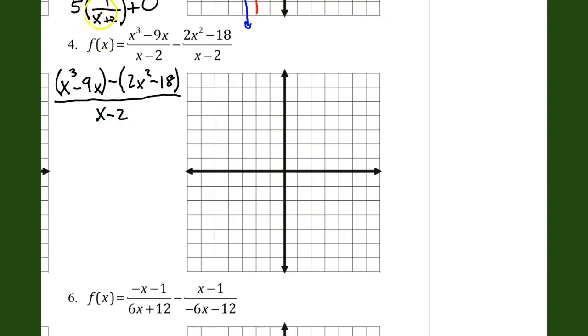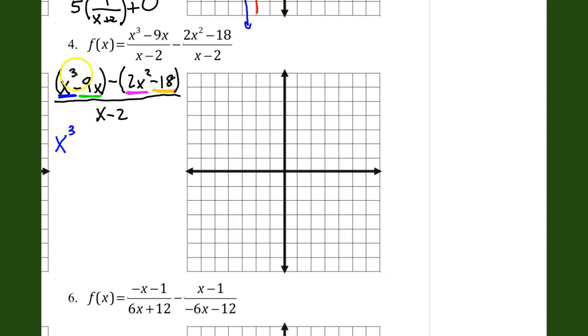Now, you'll see that we have an x to the third, we have a 9x, we have an x squared, right? And then we also have this 18. So there are no like terms at all. Nothing's going to add or subtract and combine because these are all different exponents.